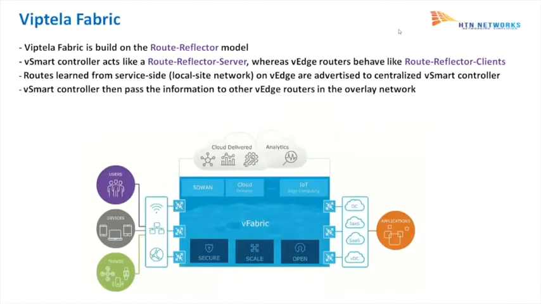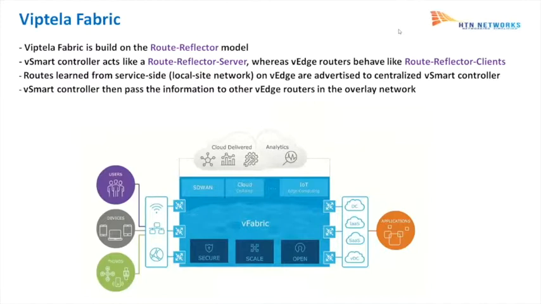So this is the Viptela fabric. As we mentioned earlier, the Viptela fabric is built on hub and spoke. So we also call it the route reflector model. Route reflector model is basically a different term for hub and spoke. So it's the same thing. And route reflector is the terminology that we use in the BGP protocol. That's why Viptela also used this terminology in their network, so that anyone who is experienced in BGP can get the concept right away.